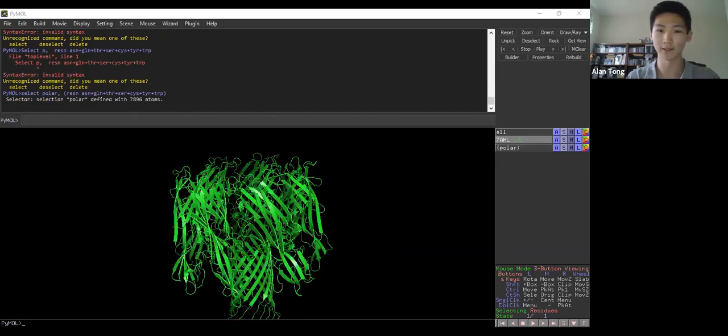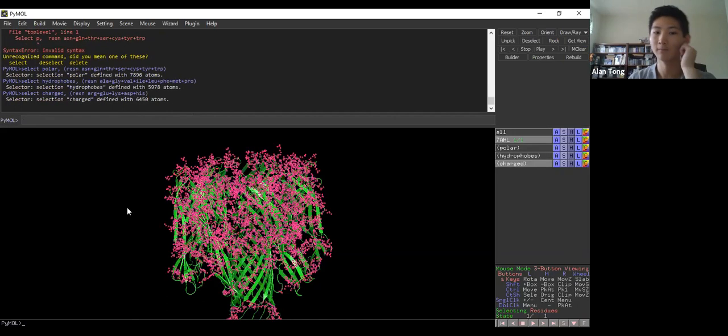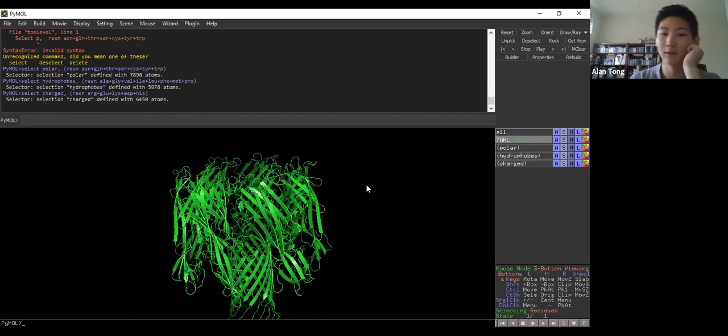Now let's select the hydrophobic residues. I'm going to do select hydrophobes. All right, just copy and paste that. All this from online, guys. So you just select that. All right, all the hydrophobic molecules are right there. Let me select the charged ones too. All right, so I'm going to select charged just like that. Boom. Now, let's color it so that I can see what is what. Yes, Leo. Color.